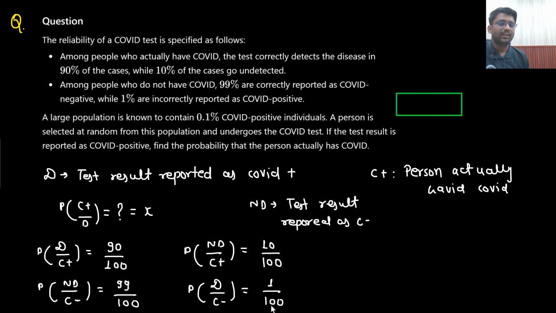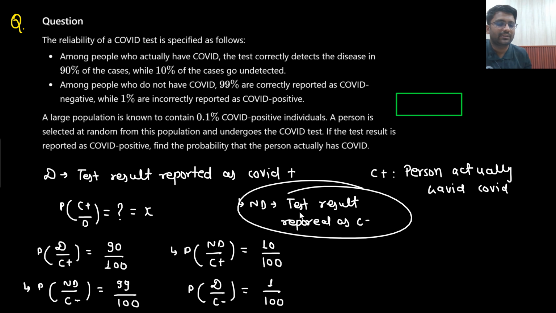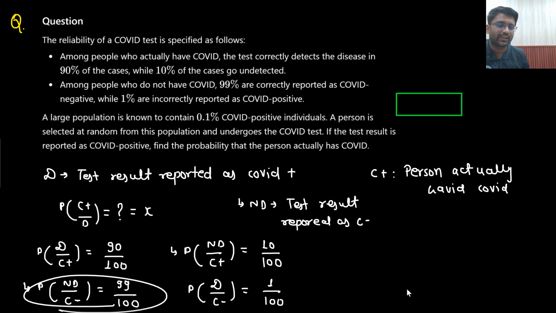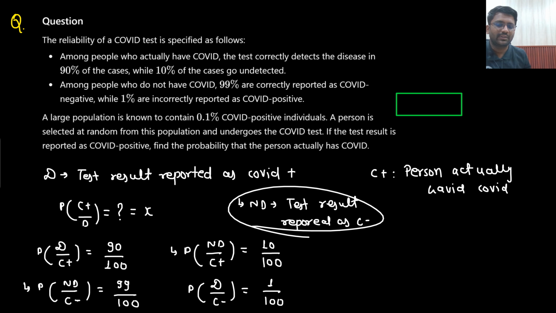Is that understandable to you? Why I am not caring about these guys? Why I thought that I should not be caring about this person? Because I need to find out D and C plus. I only need to care about D and C plus. Are you able to understand this point? So if I only need to care about test resulted as COVID positive, that's why I was not considering this particular guy. You will see that this value will not be used anywhere. You will see it when we solve the problem. So slowly you will understand why I was not caring about this guy.